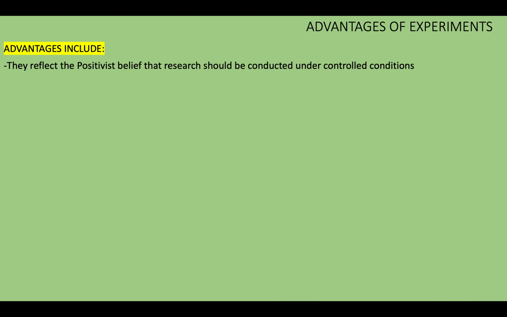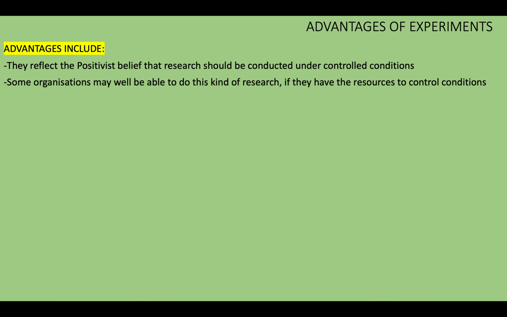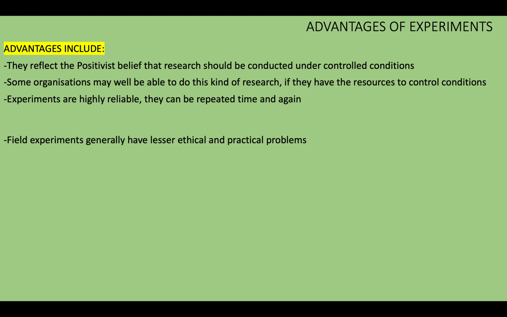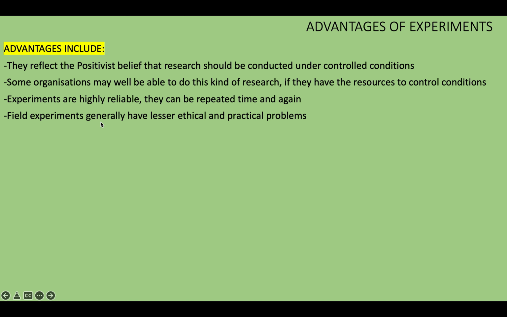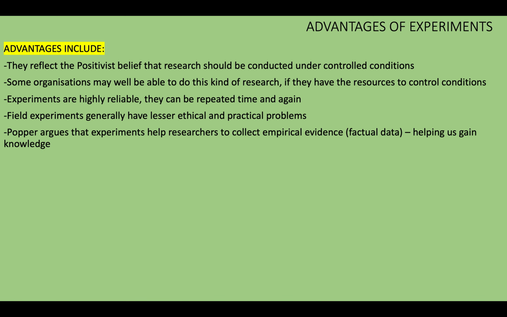So the background colours change, so we're going to look at advantages of experiments, which will be very useful for AO3. So first of all, experiments reflect the positivist belief that wherever we can, we should test under controlled conditions. Now, some organisations may well be able to do this kind of research if they've got the resources to control conditions and compare it with experimental conditions. Experiments are generally very reliable. That means they can be repeated time and time again.